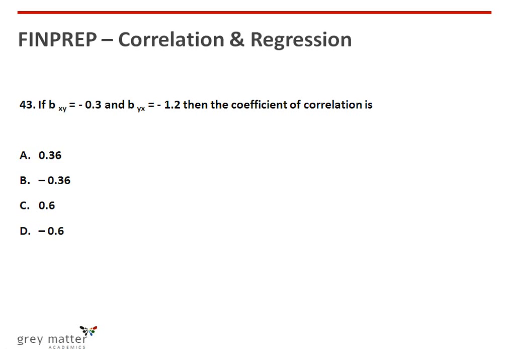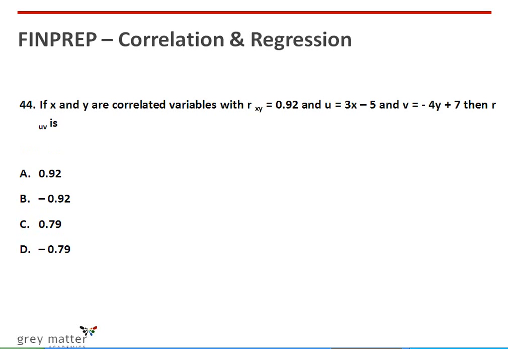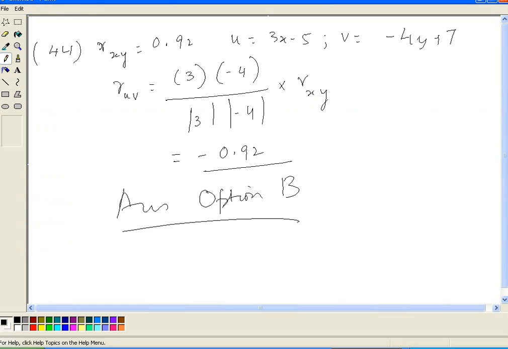Going back to our PowerPoint presentation, it is option D, which says r equal to minus 0.6. 44th question, if x and y are correlated variables, rxy is equal to 0.92 and u equal to 3x minus 5 and v equal to minus 4y plus 7, then ruv needs to be calculated.